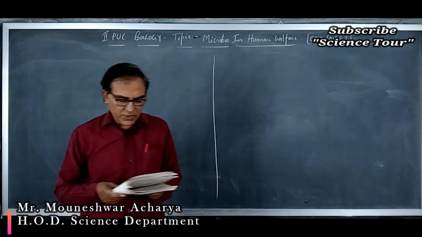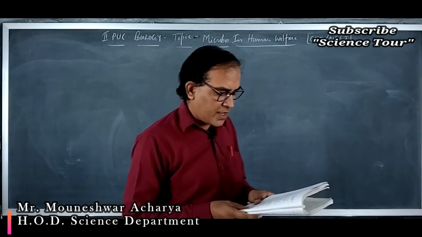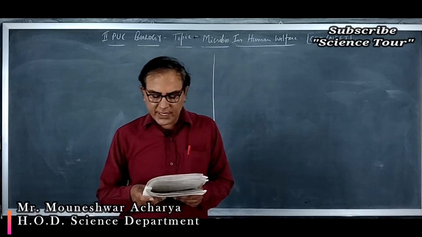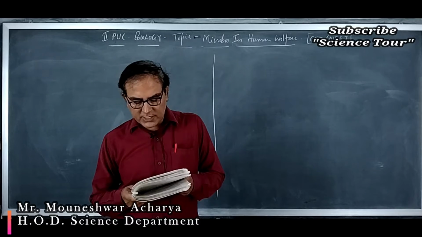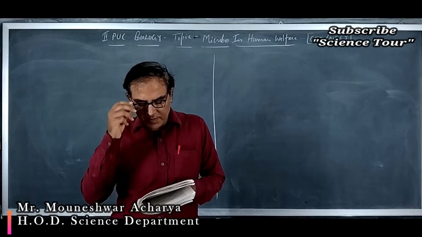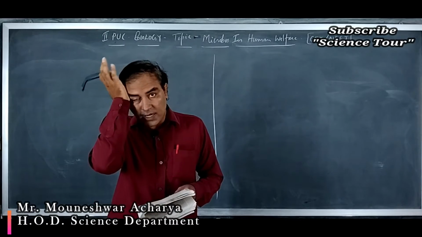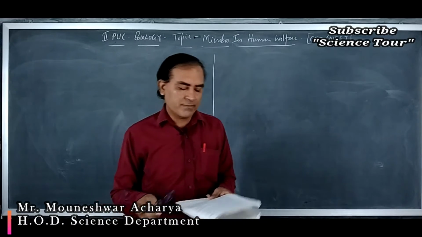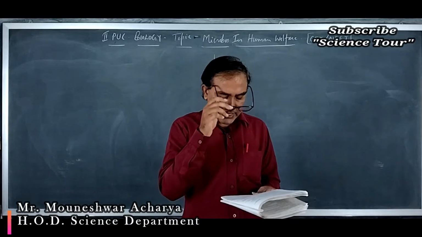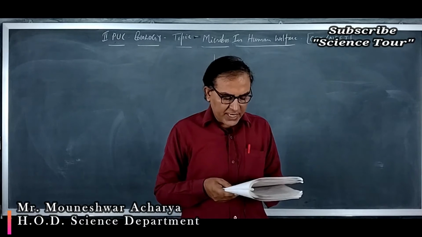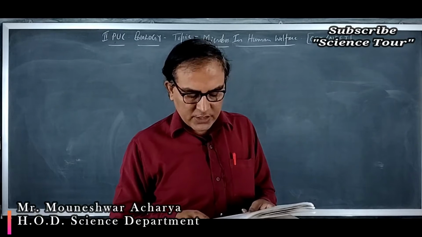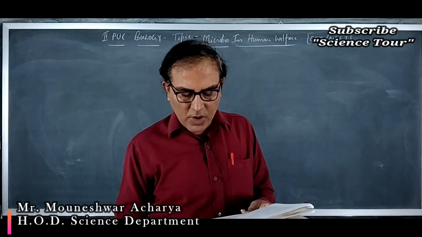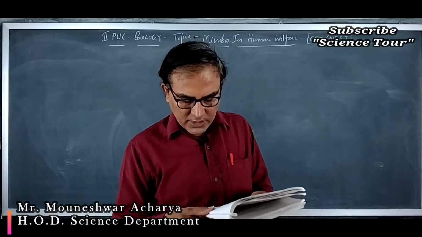Methanogens do not produce A. Oxygen, B. Methane, C. Hydrogen sulfide, D. Carbon dioxide. Methanogens means methane producing bacteria. Methanobacterium do not produce oxygen. They produce methane, hydrogen sulfide and carbon dioxide gas. So these are the components of the biogas.